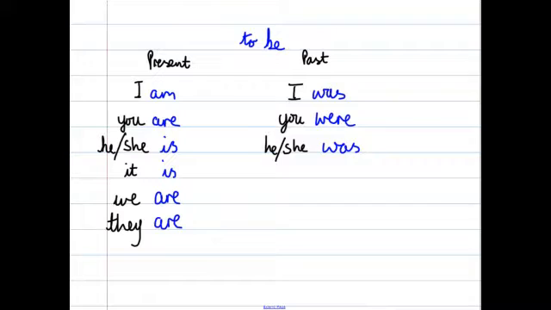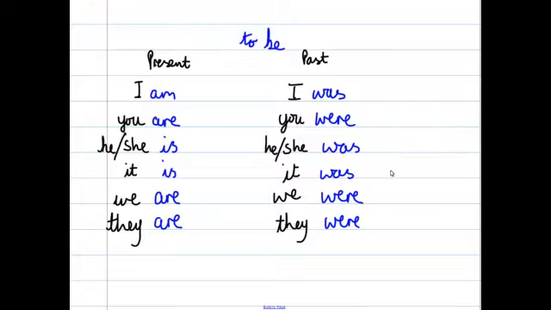Which is the same as the personal one. And then you would say it was raining yesterday. Or the robot, it was angry. Then we would go for we, and we go back to we were happy yesterday. Same one, you've got to be careful of that. It's not we was happy, it's we were happy. And then they, again with the plural, they were happy.